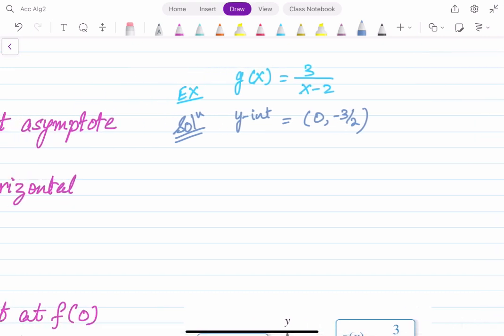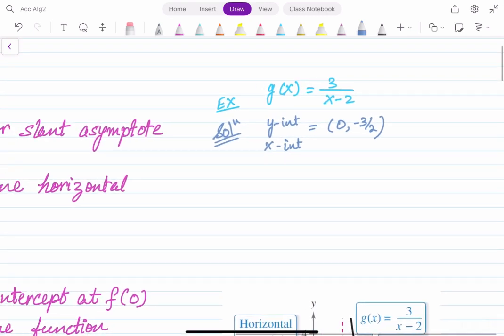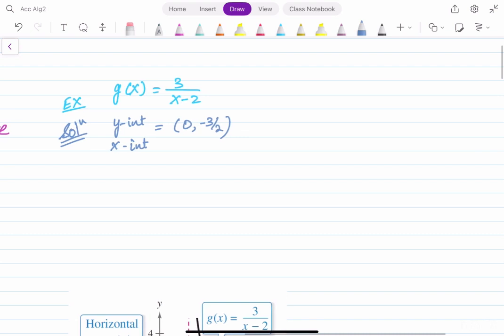Now the second step is to find the x-intercept. How to find the x-intercept? Put y is equal to 0. In this case, if you put y is equal to 0, then if you cross multiply, we will not get any x-intercept.